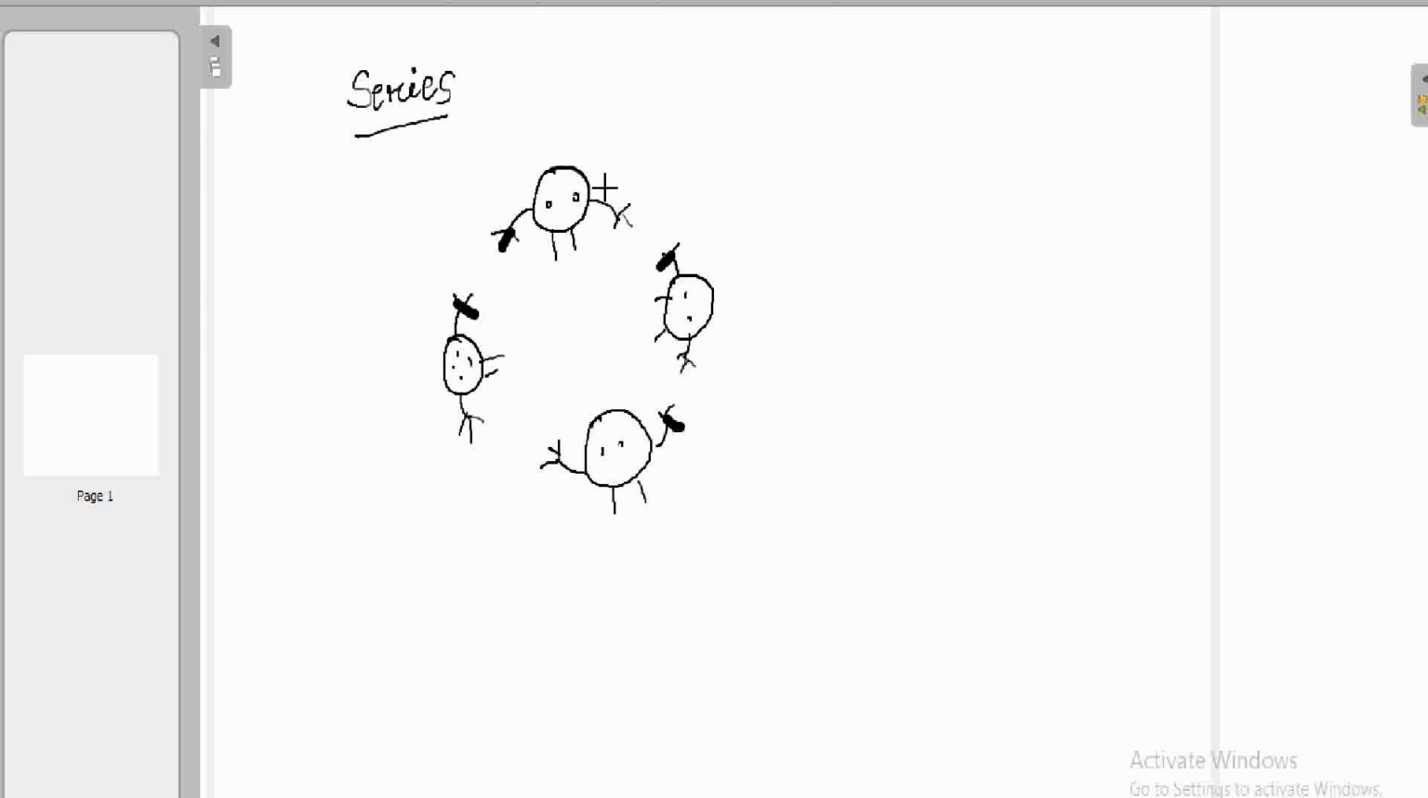If they are connected in series, consider this is the left hand and this is the right hand, for each person. This is the first person, second person, third person, fourth person. The left hand is connected to the right hand of the next person, again left hand to right hand, and so on. Now they are said to be in series.